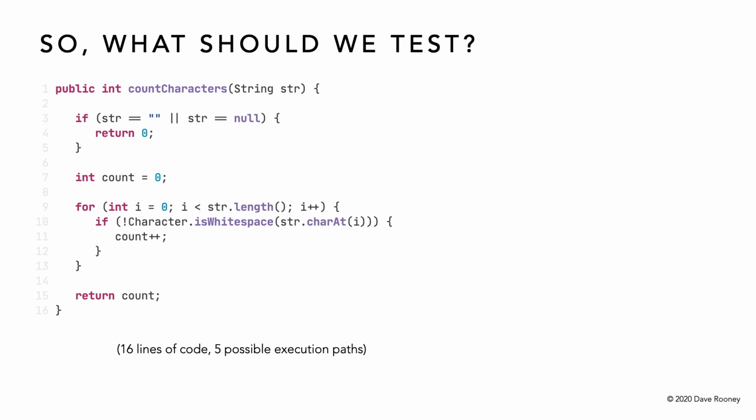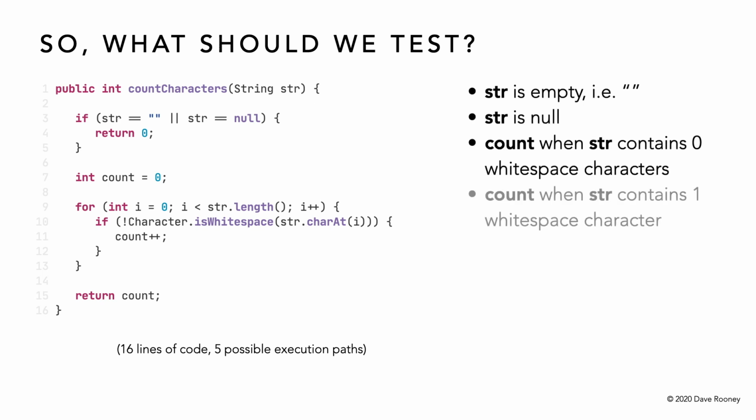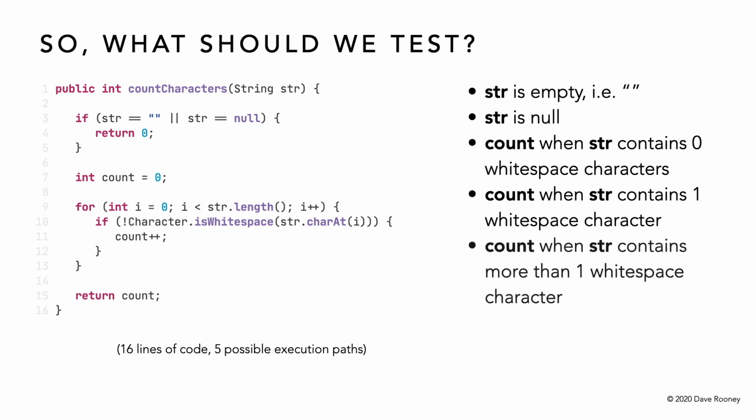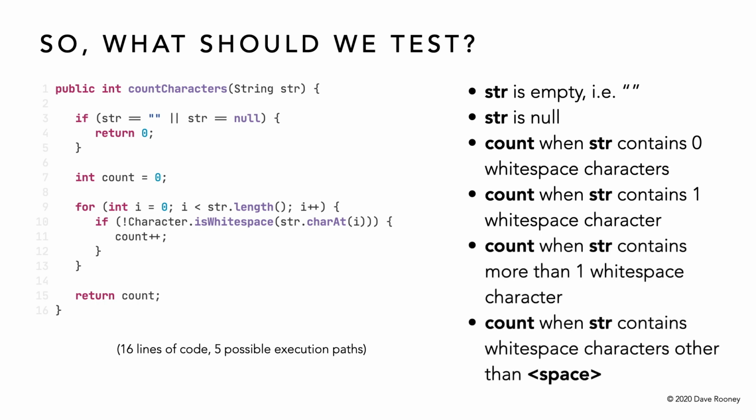For this example then, let's consider what we would have to verify. There are 5 execution paths through this method, and to cover them all, here are the scenarios for the tests. What should be returned when the string is empty? What should be returned when the string is null? What should the count be when the string doesn't contain any whitespace characters? What should the count be when there's one whitespace character? What should the count be when there's more than one whitespace character? And what should the count be when there are whitespace characters other than space?